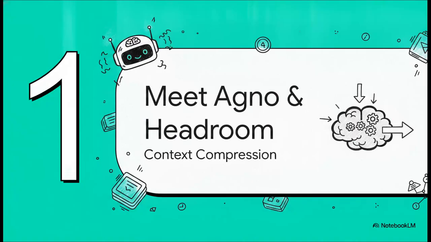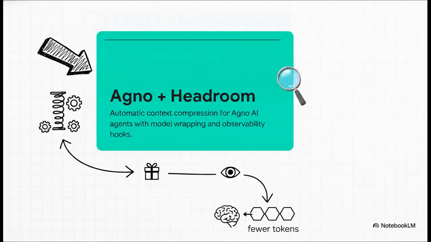All right, Section 1, meet Agno and Headroom, and let's talk context compression. So what are we actually dealing with here? Well, Headroom integrates directly with Agno. And hey, if you've been building in this space for a minute, you might actually remember Agno by its old name, Phidata. Basically, putting these two together gives you automatic context compression, specifically for your AI agents.